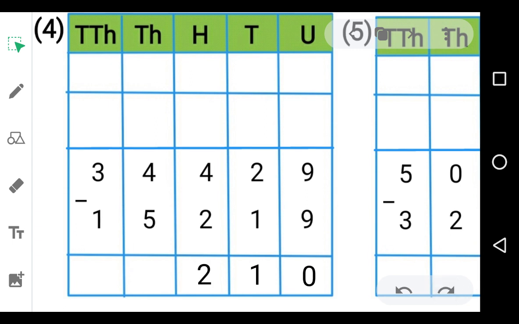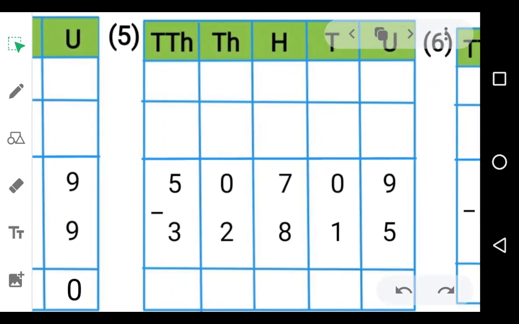At the thousand place we cannot subtract 5 from 4. So borrow 1 from the 10,000 place. At the 10,000 place 3 will be 2, and at the thousand place 4 will be 14. 14 minus 5, 9. At the 10,000 place 2 minus 1, 1.